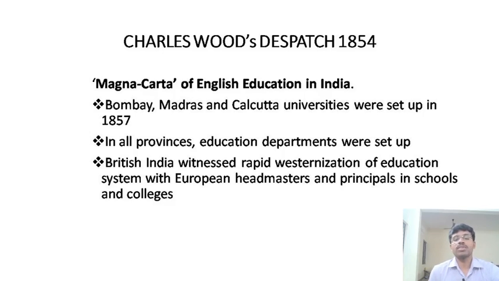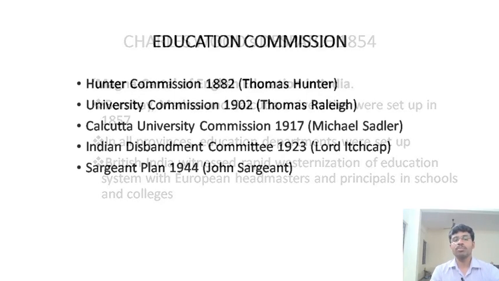Bombay, Madras and Calcutta Universities were set up in 1857 after the recommendation of the Wood's Dispatch. In all provinces, education departments were set up. Provincial governments were required to set up education departments or public instruction to impart quality education to those who were neglected by the elite society, who had received education from time immemorial through Sanskrit only. British India witnessed rapid westernization of the education system, with European headmasters and principals in schools and colleges. After their appointment, colonial rulers witnessed drastic changes in the education system of India. It made rampant changes in education patterns.